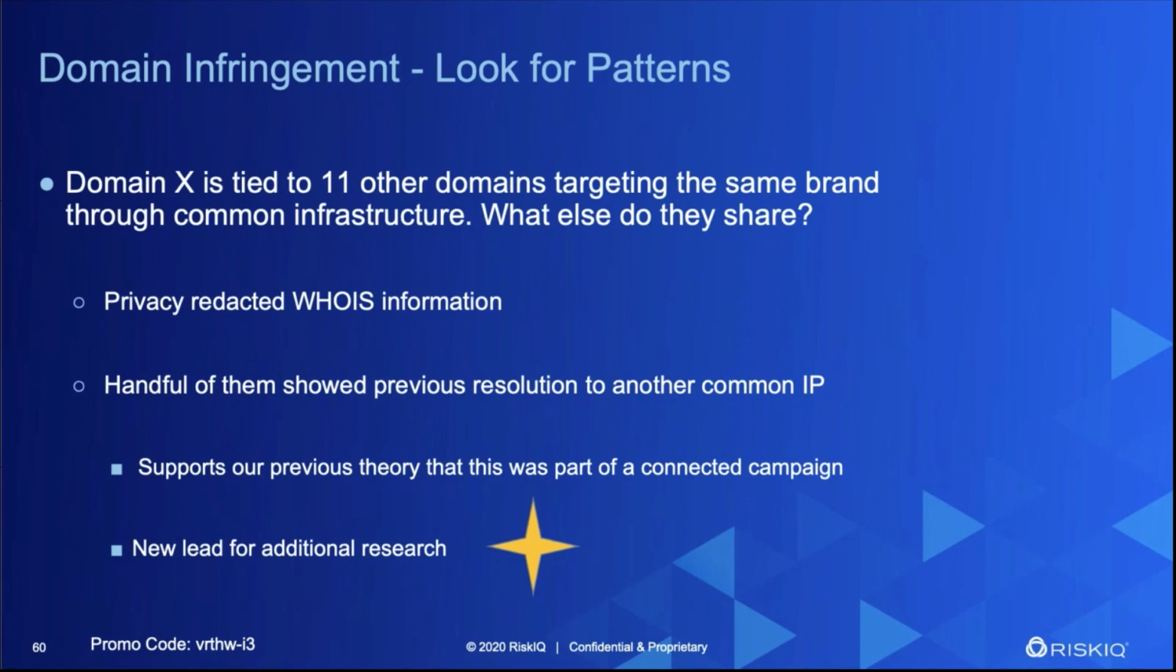Okay, so looking at the 11 that we tied to the IP address that we researched in Passive Total, I started to look at what was common between all 11. And all 11 were privacy redacted, their WHOIS information not there. And a handful showed a previous resolution to a third common IP. So that again supports our theory that this was likely part of a connected campaign, that they've been moved in bulk between different pieces of infrastructure. And then that third IP is now something that I can follow up as a new lead for additional research.